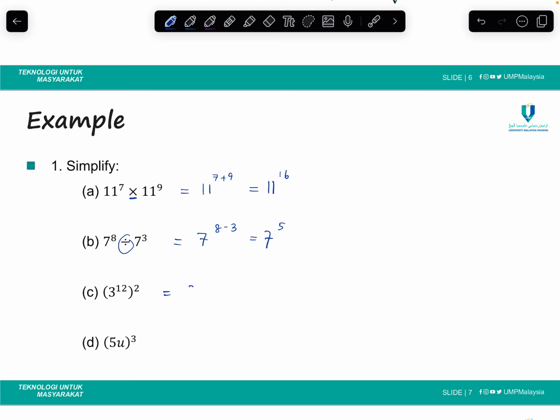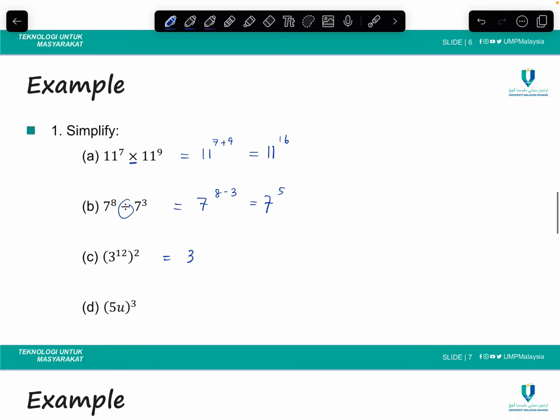C, okay, we need to apply the rules. Since here we have a power inside the bracket and outside of the bracket we have another power, that means you have to multiply, so it becomes 3 to the power of 24. Alright, question D, inside the bracket you have 2 elements and outside of the bracket you have a power, so each element gains the same power, so it is 125 to the power of 3.